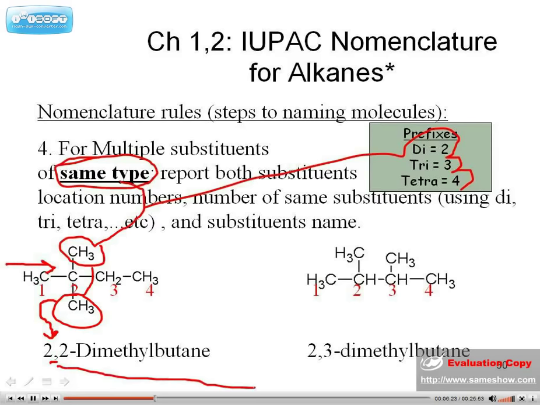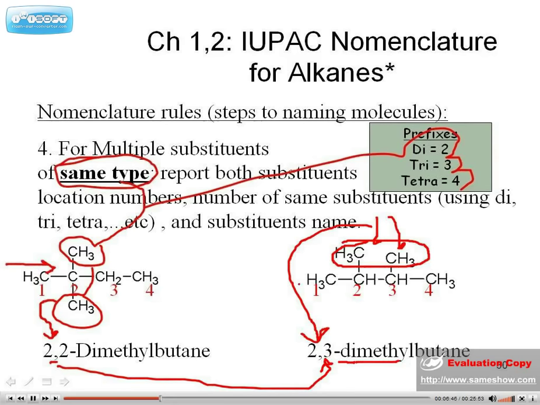Notice on this example over here, so the molecule to the right, and I'm circling the branches on the molecule to the right, one is on 2, one is on 3. So therefore, it's going to be 2,3. Afterwards, we need to tell people how many there are. In this case, 2,3-dimethyl. And then the rest of the name, butane.